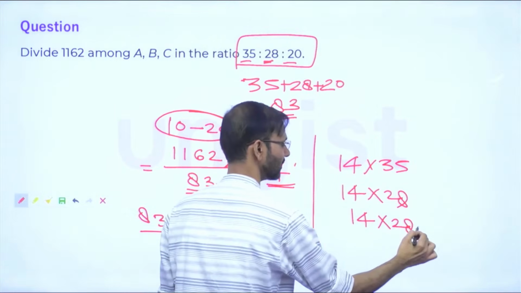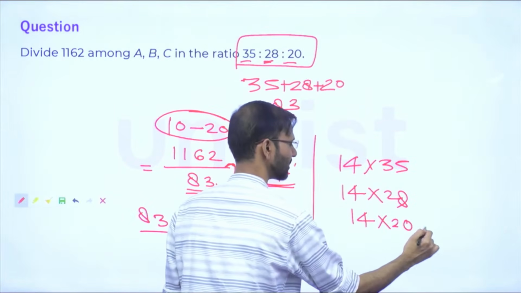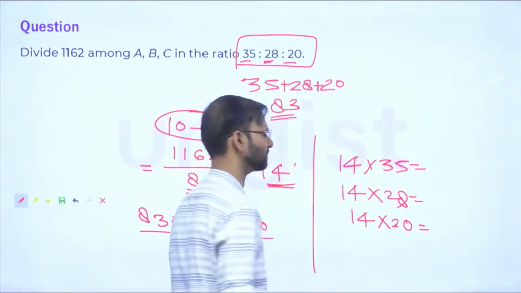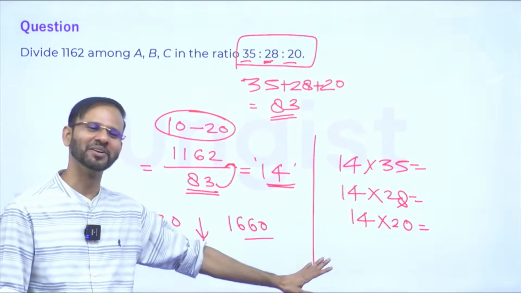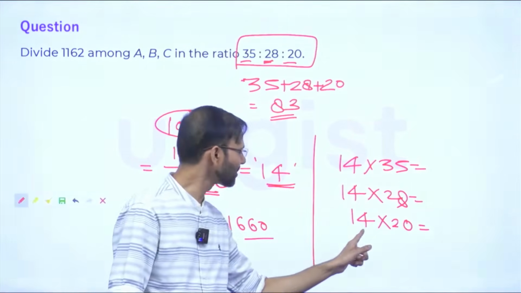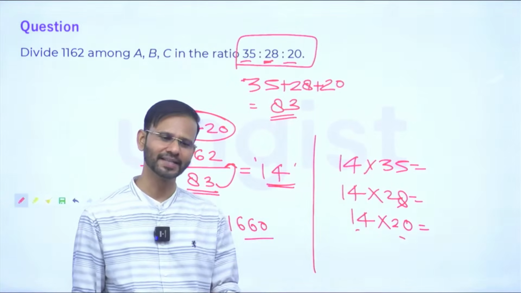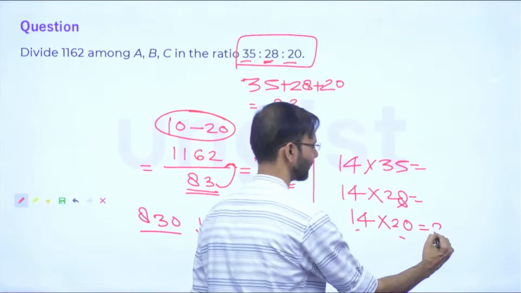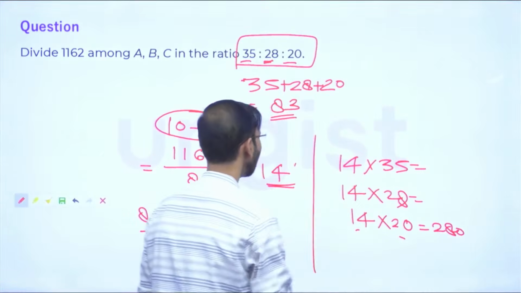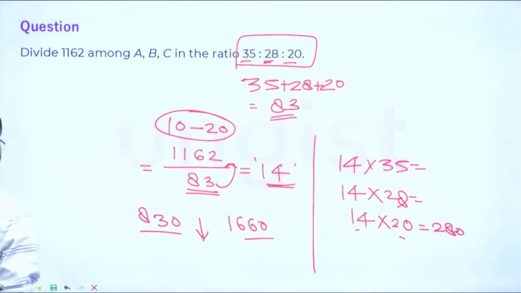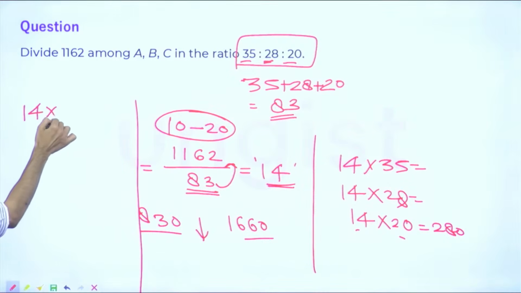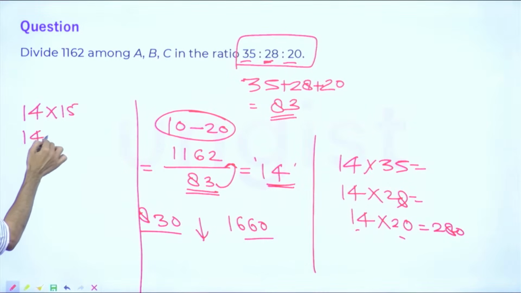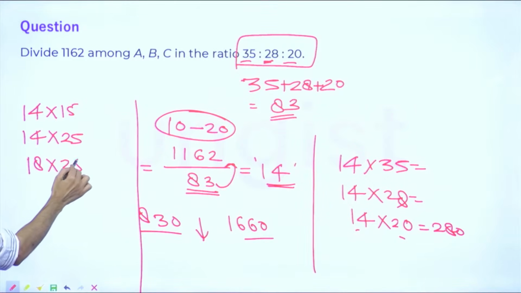Now guys, let me tell you, don't do this calculation also, right? 14 twos are what? 28, so this is 280, right? Okay. And let me tell you, friends, when you have to solve 14 into 35, or if you have to do 14 into 15, 14 into 25, or let's say you have to do 18 into 25 or something like this, right?